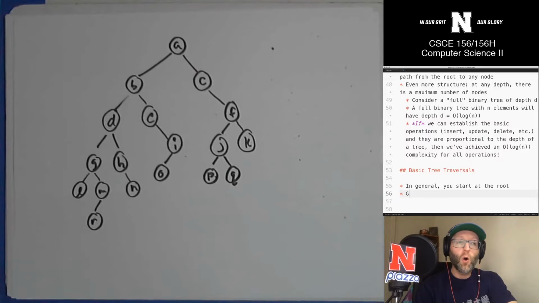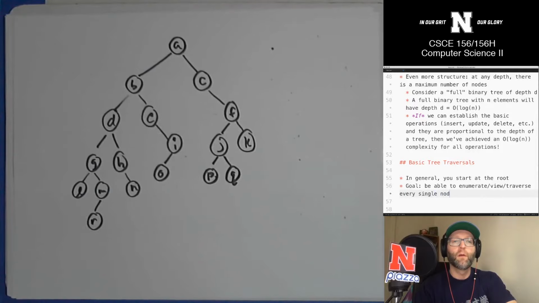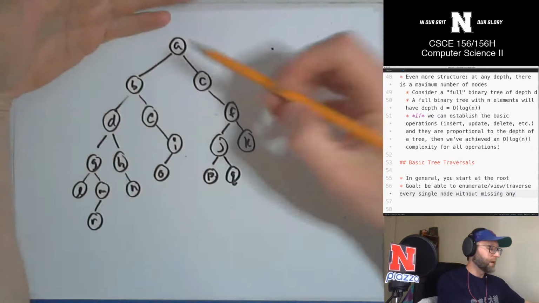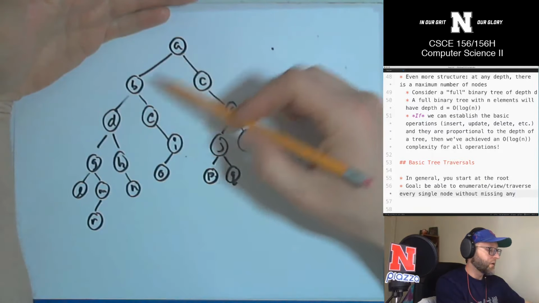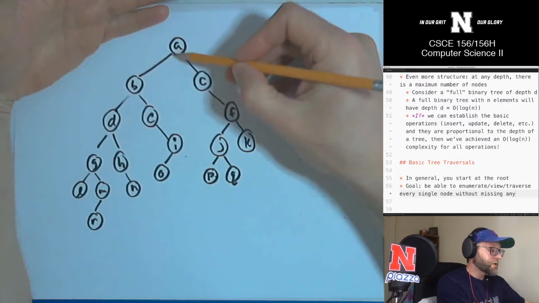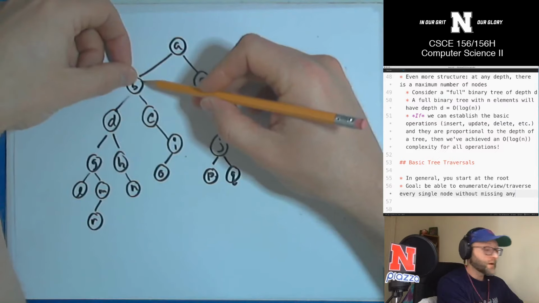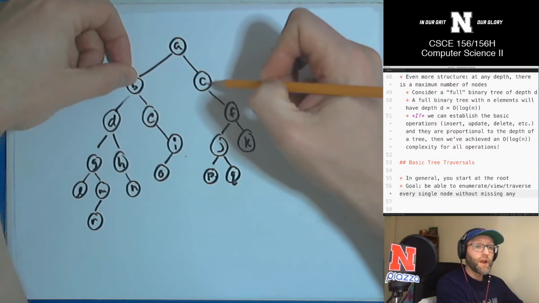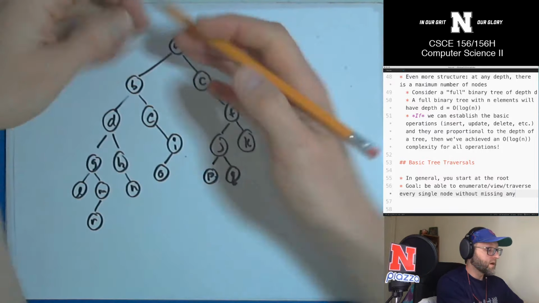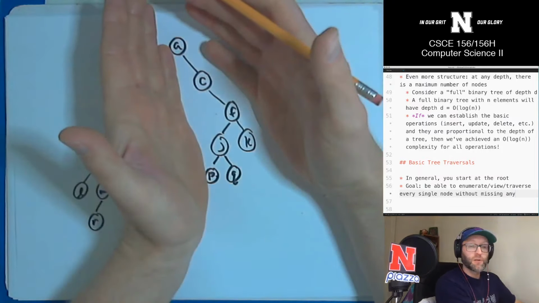Our goal is to be able to enumerate or view or traverse every single node at most once without missing any. So you could start up at the top here, but you have a choice now. Do I go that way or do I go that way? If I choose to go to the left child, I need to make absolutely sure that eventually I come back to the right child and process it, because I don't want to just explore half the tree. I want to be able to explore the entire tree.